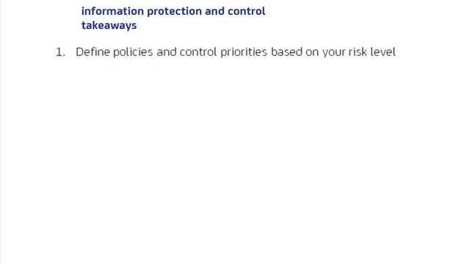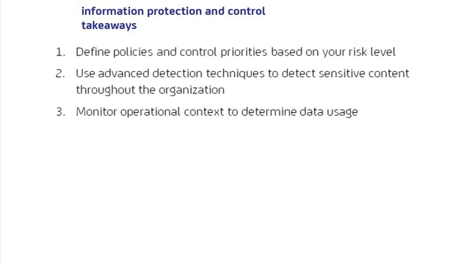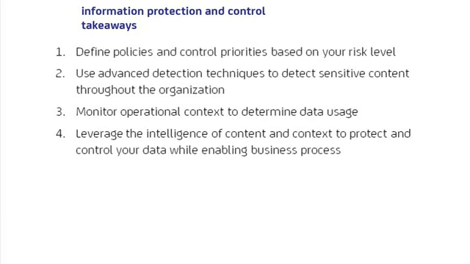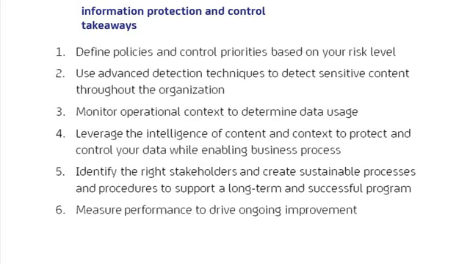Here are the main takeaways. Number 1, define policies and control priorities based on your risk level. Number 2, use advanced detection techniques to detect sensitive content throughout the organization. Number 3, monitor operational context to determine data usage. Number 4, leverage the intelligence of content and context to protect and control your data while enabling business processes. Number 5, identify the right stakeholders and create a sustainable process and procedure to support a long-term and successful program. And then finally, number 6, measure performance to drive ongoing improvement.